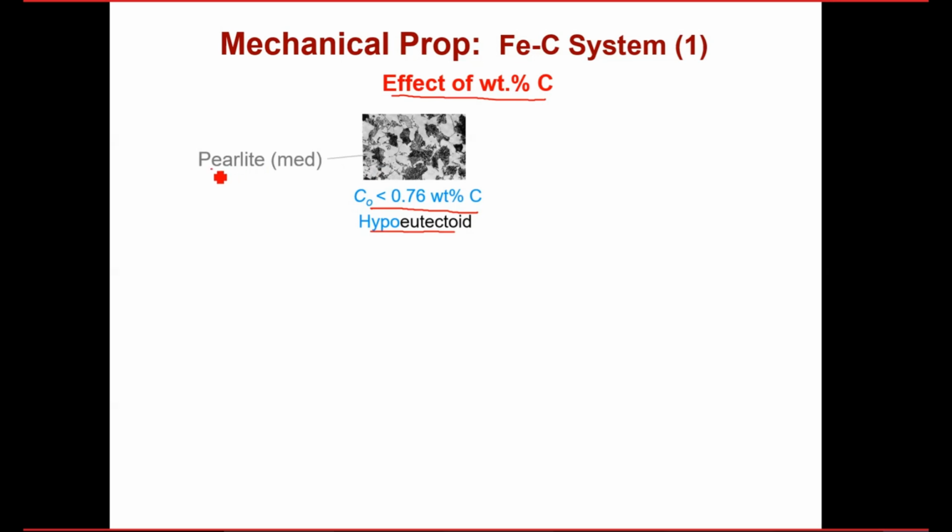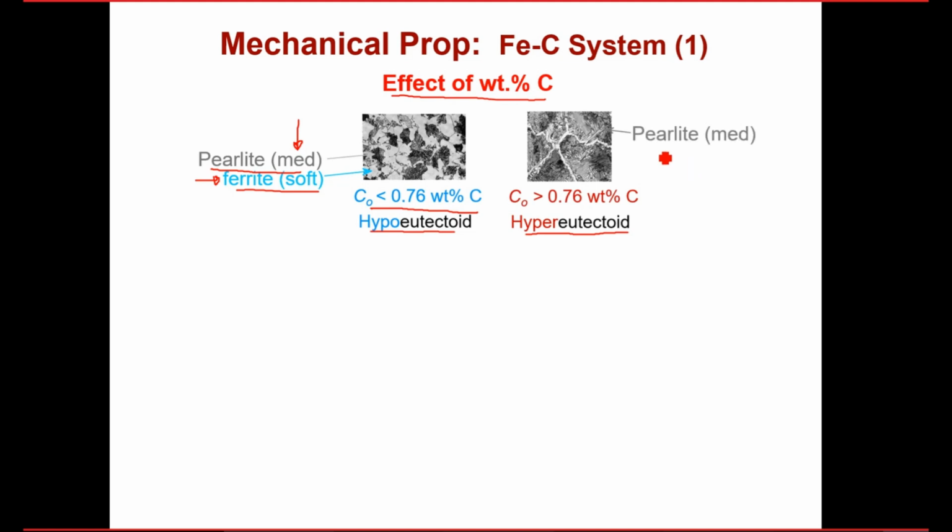In this, you would have perlite and ferrite. Hardness of perlite is mediocre. Ferrite is relatively soft. And in hypereutectoid materials, which is carbon composition greater than 0.76, you essentially have perlite, again mediocre hardness, along with cementite, which is relatively harder. So if you compare the three hardnesses, cementite has the highest hardness, followed by perlite, followed by alpha, which is ferrite.